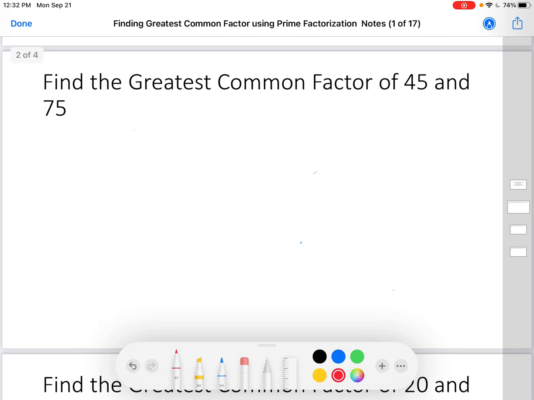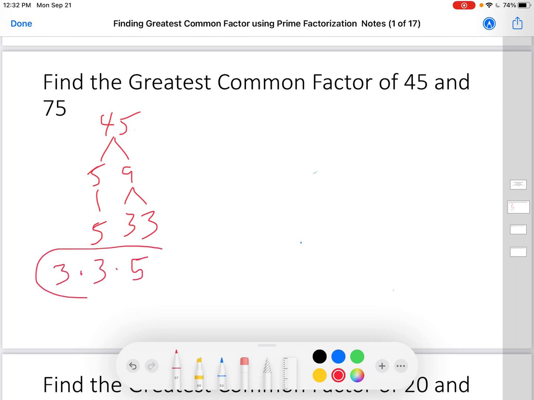So, find the greatest common factor of 45 and 75. Using this new method, the first step is finding the prime factorization. I'm going to use factor trees this time. I will use factor ladders later on for a different example. So 45 is 5 times 9. 5 is prime, 9 is not, so I'll split it into 3 times 3. So the prime factorization for 45 is 3 times 3 times 5.